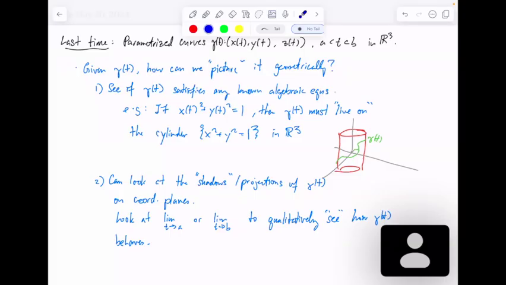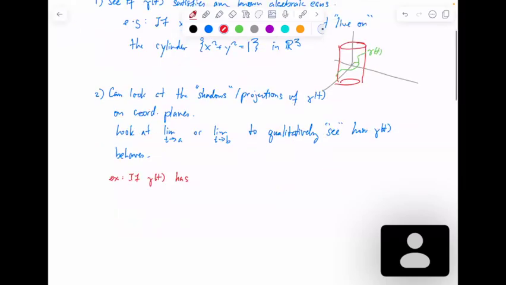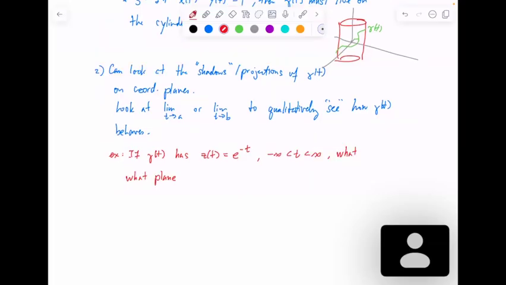For example, let's say I have a curve x of t, y of t, and z of t. Let's do an example: say gamma of t has z of t equal to e to the minus t, and t is between minus infinity and infinity. What plane z equals k does the curve gamma need to stay above or below? This goes to one of the questions in chat. This is a very off-the-cuff question that I just made up, but something more rigorous, similar in spirit to this type of question, you'll have to be able to answer.